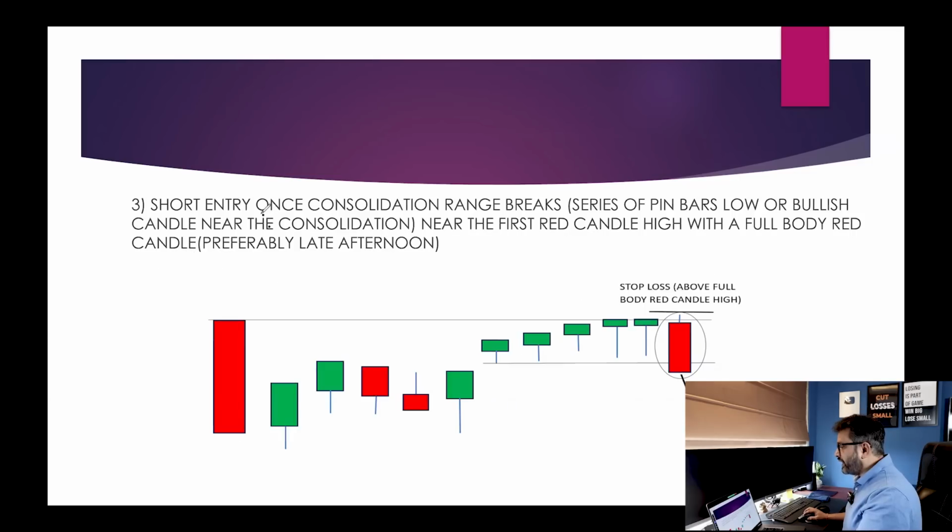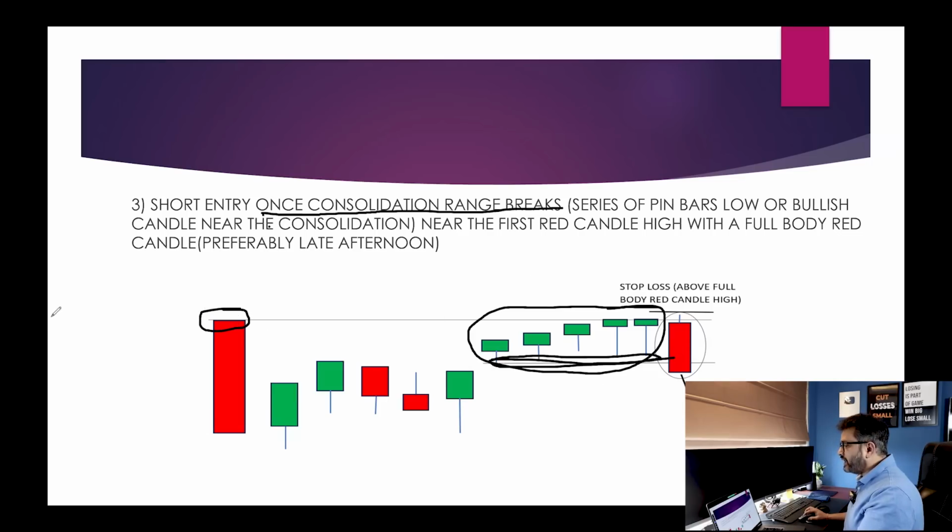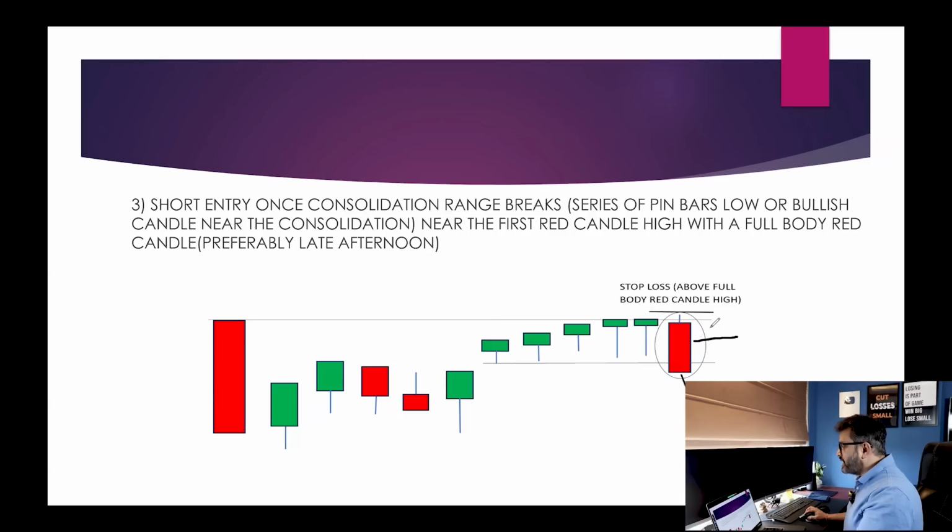And now the third criterion is a short entry once the consolidation range breaks. What is the consolidation range? This is the consolidation range, right? So once that series of pin bars forms, which I said, you have to wait for the series of pin bars near the high of the red candle and mark that range where it made a consolidation. Your entry comes once a big red candle comes and closes below the low of this entire range of the pin bars. That is the entry.